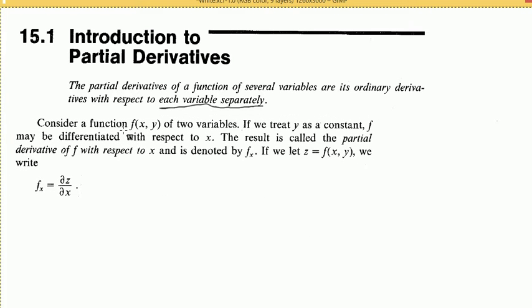So consider a two variable function f of x, y, just like the example we've seen in chapter 14.3 for level curves. We treat y as a constant, that's the key, and look at it only as a function of x, and then differentiate it with respect to x. The result is called a partial derivative of f with respect to x. It's denoted by f subscript x there.